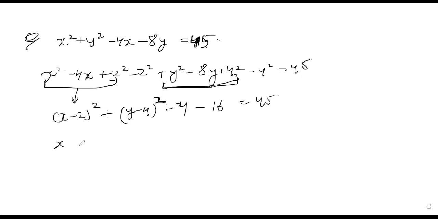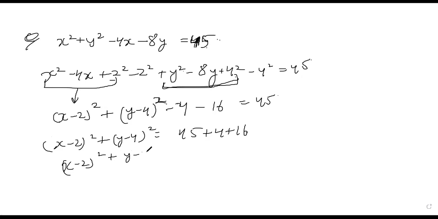Okay. So x minus 2 whole square plus y minus 4 whole square. We will take these numbers to the right side. So 45 plus 4 plus 16. So x minus 2 whole square plus y minus 4 whole square equals 45 plus 4 plus 16. 16 plus 4 is 20. 45 plus 20 is 65. So the center coordinates will be what? 2 comma 4. Yes, and the radius will be root 65. Okay.